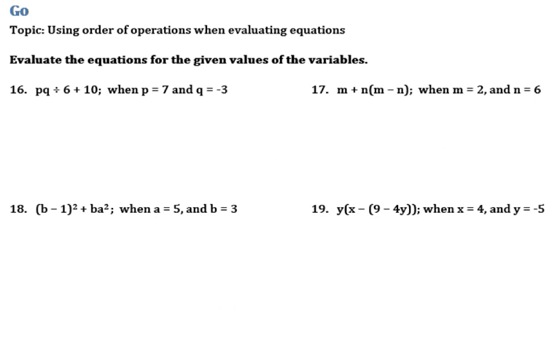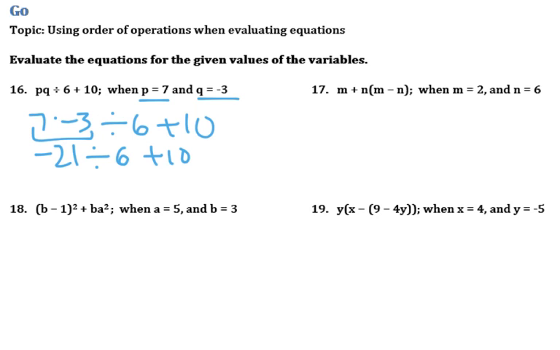Alright, now taking a look at some of these ones, dealing with some equations and substituting. So P is 7, so 7 times Q is negative 3, divided by 6 plus 10. Use order of operations, multiply here, negative 21, divided by 6 plus 10. So negative 21 divided by 6 is negative 3.5 plus 10 gets us 6.5.